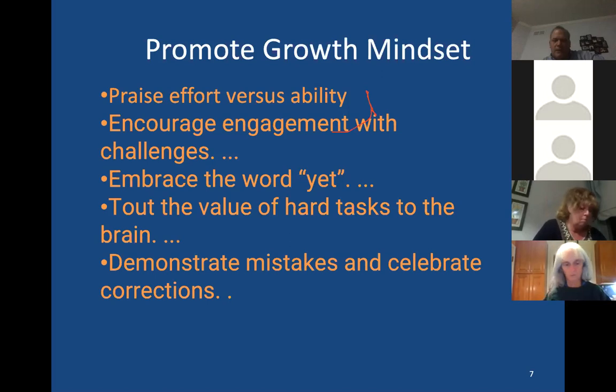Tout the value of hard tasks to the brain. You know, the brain is like any other muscle. If they're not exercising it, then their thinking skills are not going to improve. So as you're working through the math problems with them, give real world examples of how the concept that you're working on applies. And then demonstrate mistakes and celebrate corrections.